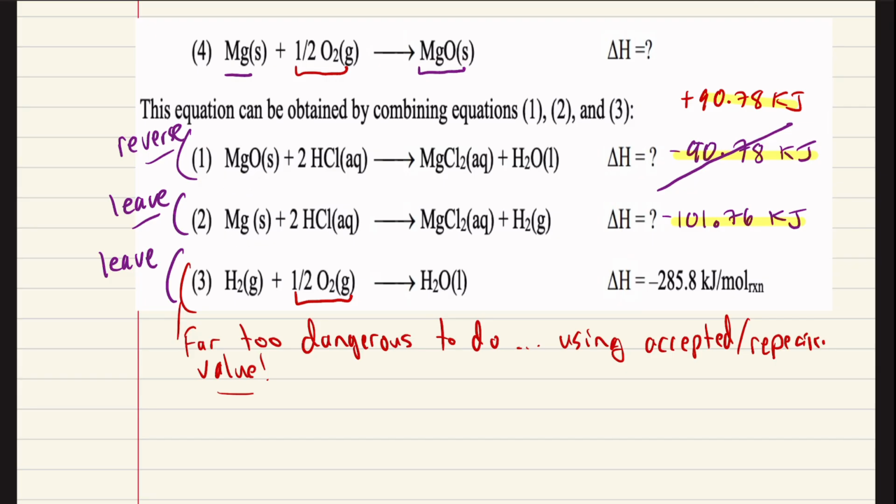Now we're going to write all of these reference reactions as one giant reaction and simplify it by canceling out the like terms on both sides. And if it does simplify to the final target reaction, then we know we've done all the right moves and we can simply add up the enthalpy changes.